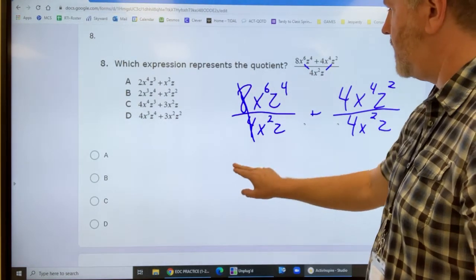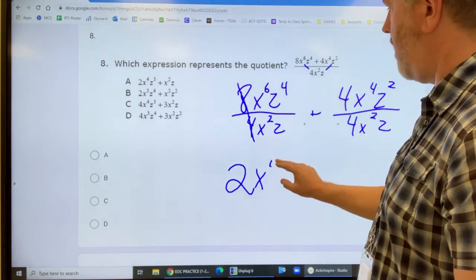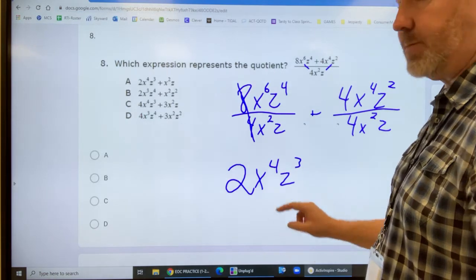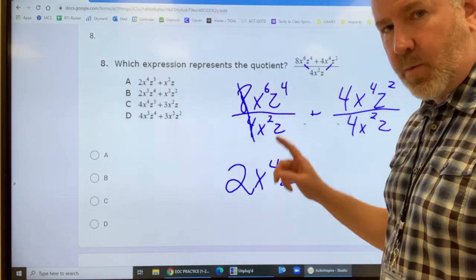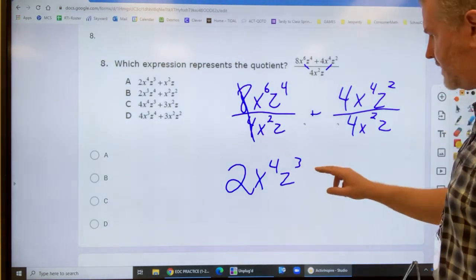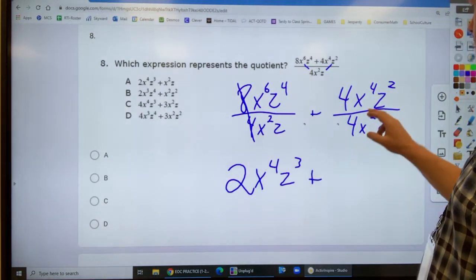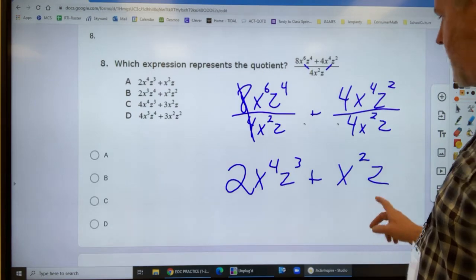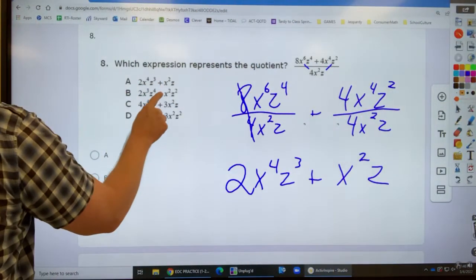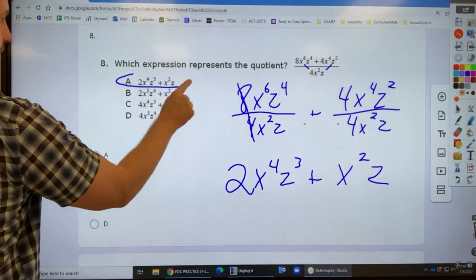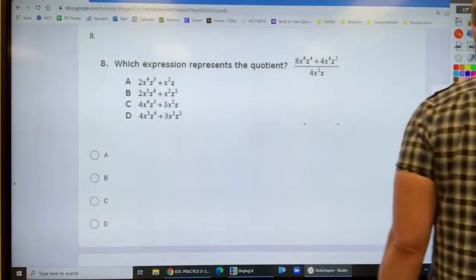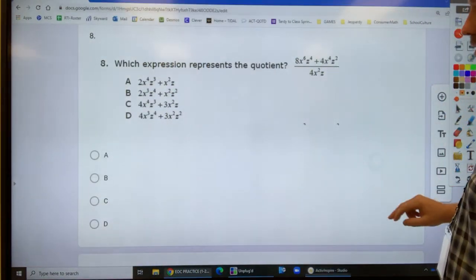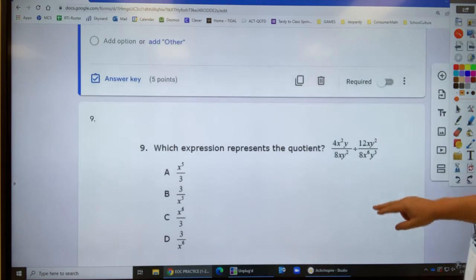So I end up getting 2x to the 4th, z to the 3rd, because we subtract exponents when we are dividing their bases, plus 1x squared z. That should be my final answer, and it is right here. So let's double check that that one's A, because algebra teachers do not know everything. We make mistakes too.